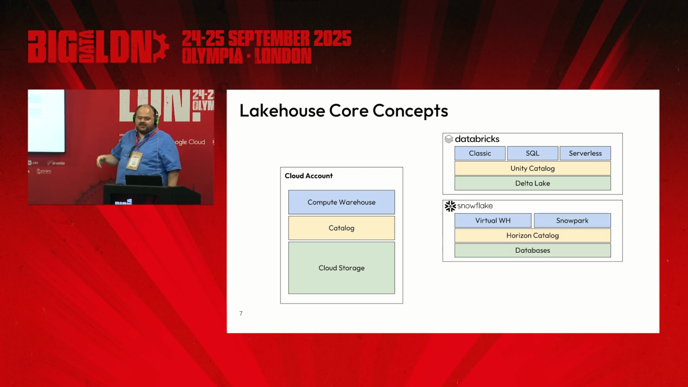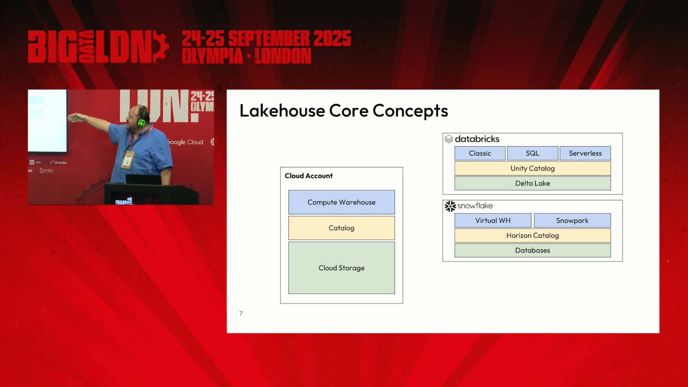Delta Lake. Now the same thing on Snowflake, they have their virtual warehouses, but then they have Snowpark for more advanced data science. Their catalog layer they call Horizon, and then their storage is databases, and under that there's external tables, there's Iceberg tables, there's native tables.